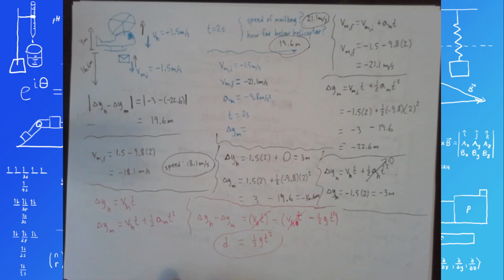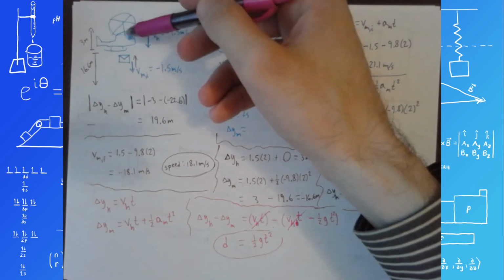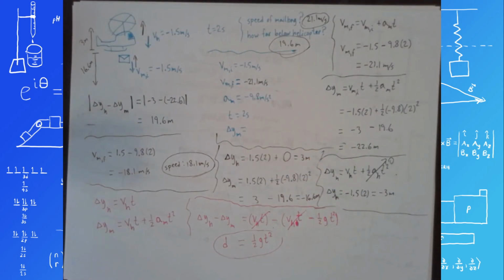And when you think about it, that does kind of make intuitive sense. The only difference between the motion of the helicopter and the motion of the mailbag is that the mailbag has an acceleration due to gravity and the helicopter doesn't. Everything else about them is the same. Their initial velocity is the same. The amount of time we're tracking their movement is the same. So any difference in their displacements should be explained by the one and only difference they do have in their motion, the fact that one of them is subject to the acceleration of gravity while the other one is not.